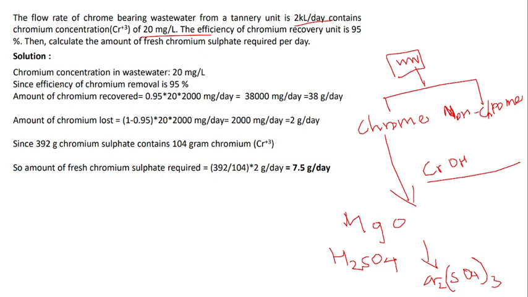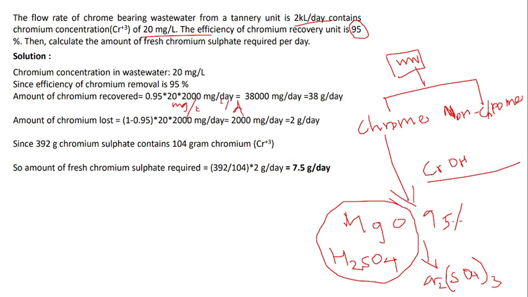Now coming to the data given, the chromium concentration in the wastewater is 20 mg per liter and the efficiency of chromium removal is 95%. By using the chromium treatment tank and chromium recovery tank, we are removing, or capturing, 95% of the chromium. So, the amount of chromium removed from the stream of 2 kiloliter per day is calculated now, which is nothing but 95 by 100 into 20 mg per liter. This is in mg per liter, and 2 kiloliter is written as 2000 liter per day.